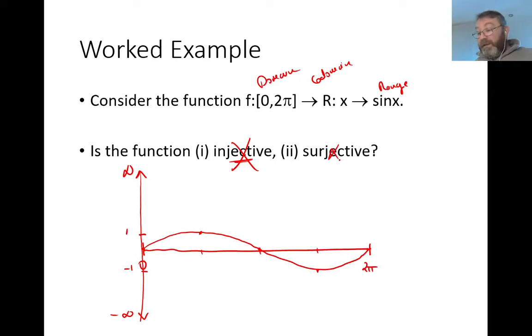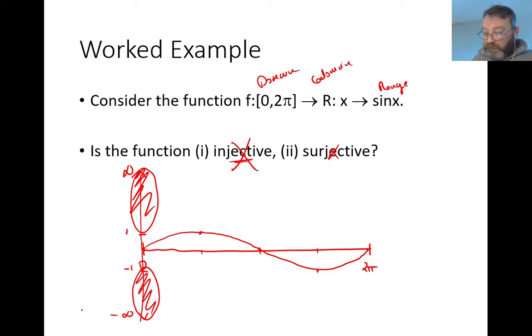Okay, so in that case, we reject both of them. It's not injective because it's not one-to-one, and it's not surjective because not all the values of my codomain are used. I've got all these values here that are not used, and all these values here that are not used. So therefore the answer is neither. It's not injective or surjective, it's just a function. Okay, a general function as we call it.